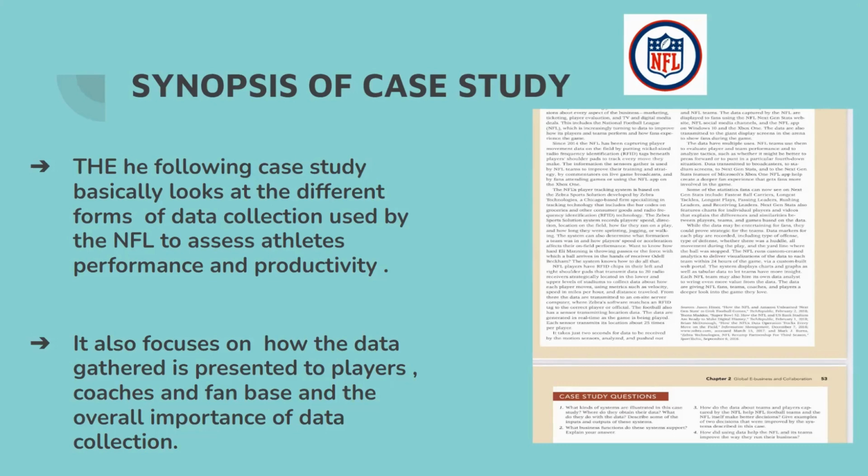Now, to do this, they used a chip, and this chip is called radio frequency identification chips, also known as RFID. And these chips are basically placed under the player's shoulder pads, and it helps to transmit data to a radio receiver. These chips record the player's velocity, speed in miles per hour, etc.